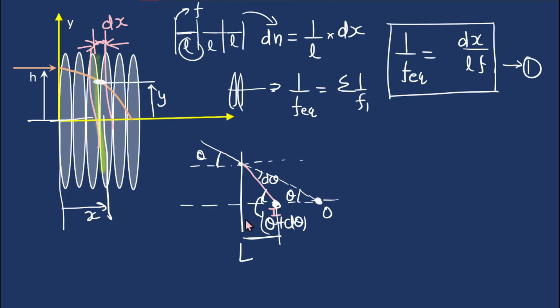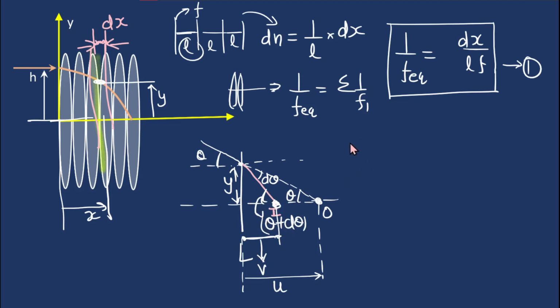This distance here from the lens is going to be the image distance, v, and this distance is going to be the object distance u, right? So if this height is y, you can see here from these two right angle triangles that this object distance u will be equal to y times cot theta. So this is going to be equal to y times cot theta. Similarly, the value of v is going to be equal to y times cot of theta plus d theta, right?